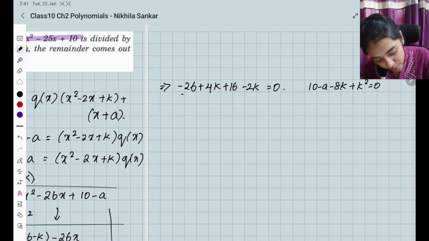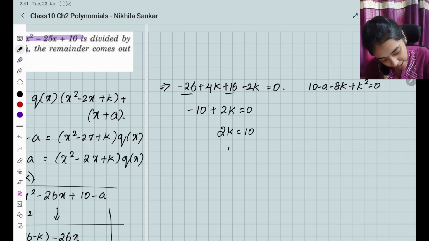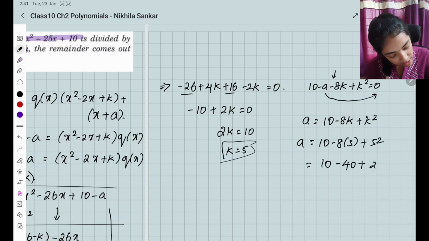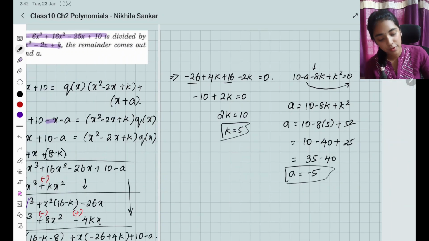So let's find the value of k from this. We have minus 26 plus 16, which is minus 10. 4 minus 2 is plus 2k equals 0. So we have 2k equals 10 and k equals 5. Now let's substitute this here and find a. When I take a to the other side, I have a equals 10 minus 8k plus k square. So a equals 10 minus 8 into 5 plus 5 square. So this is going to be 10 minus 40 plus 25. 25 plus 10 is 35, minus 40. So this is going to be minus 5. So we have also found the value of a.